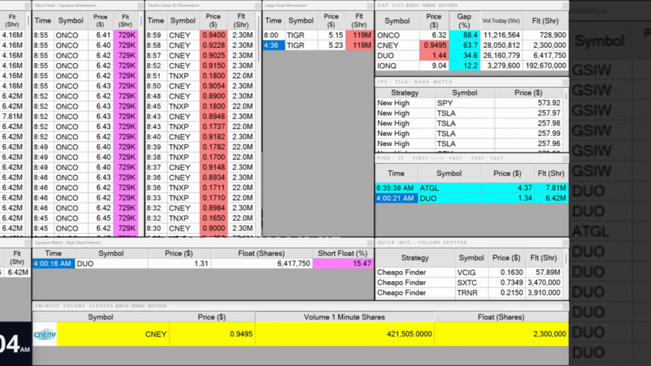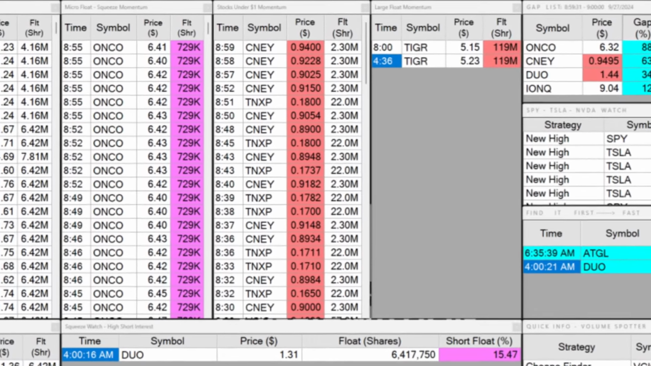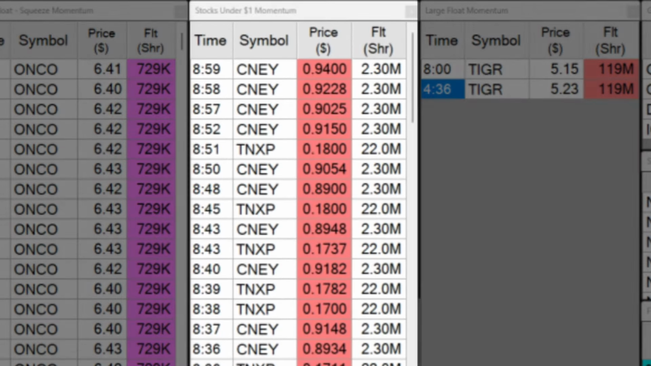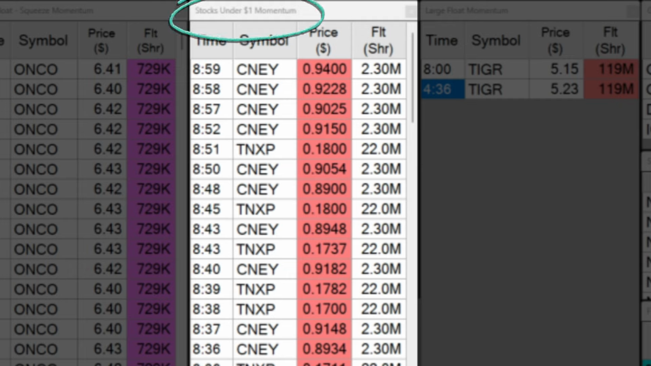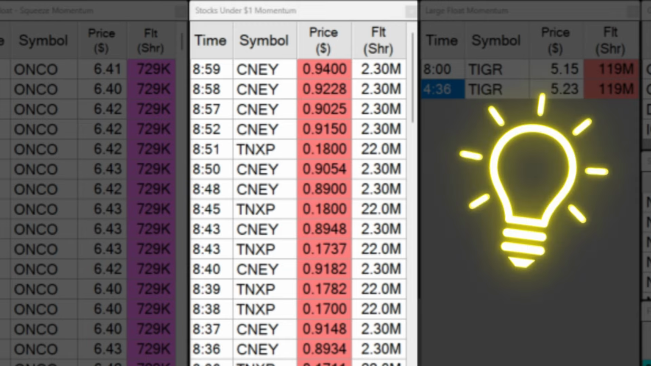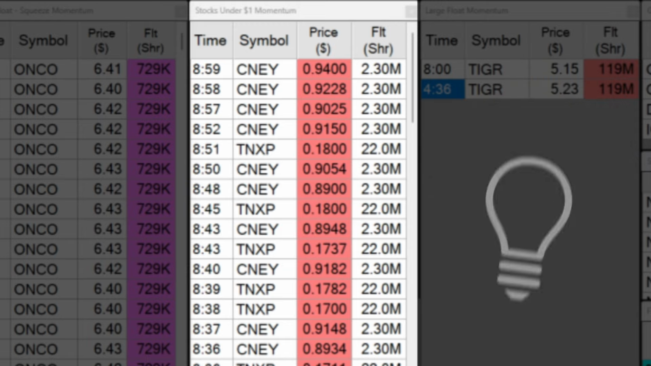Moving to the right, we have our stocks under $1 momentum scanner window. This scanner is designed to look for cheaper stocks moving with higher volume. All stocks on this scanner will have a price below $1. These cheaper stocks can really get cooking in the pre-market session and allow for some high percentage wins. Personally, I prefer to trade stocks with a price above $1. However, we have some team members that find success trading these cheaper stocks as well.